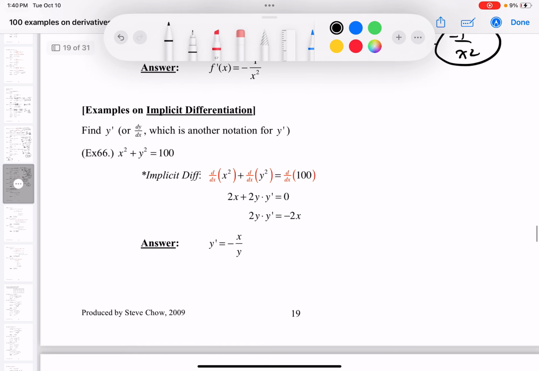All right, implicit differentiation. A little more difficult, but let's go through it. All right, so I'm going to say 2x.